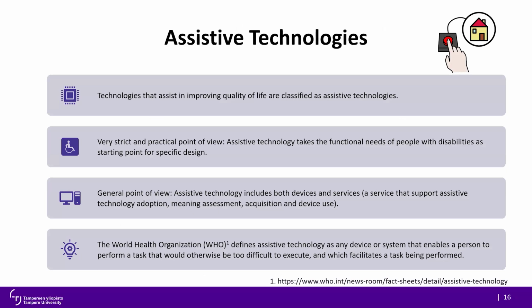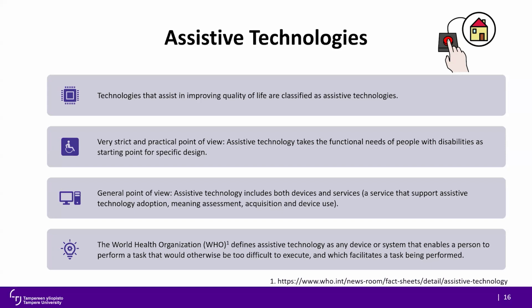Basically, there are a lot of technologies which provide assistance for people so that they can utilize the same solutions as others by the help of these assistive technologies. And basically, we can take one viewpoint, that assistive technology takes the functional needs of people with disability as a starting point for specific design. That's how it's quite often defined. But from a general point of view, assistive technology includes both devices and services. For example, a service that supports assistive technology adaptation, meaning assessment, education, device use. So it's more about the complete process.